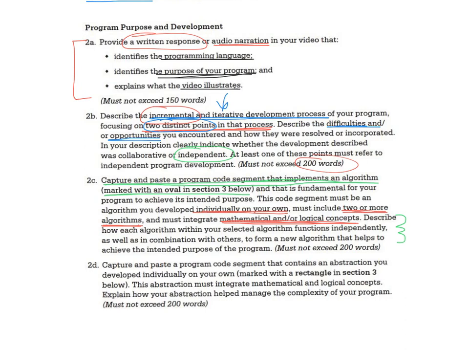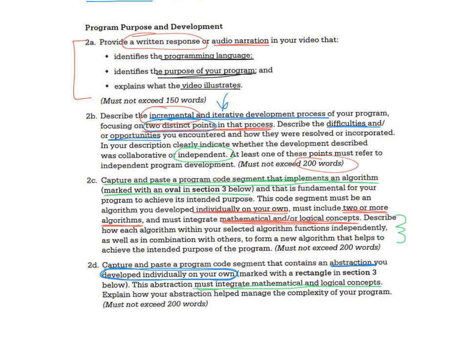On to 2D. It says capture and paste a program code segment that contains an abstraction you developed individually on your own. When you talk about the algorithm, it can actually be made up of different parts of the program that already exist, like maybe an event handler can be a piece of your algorithm. When you talk about your abstraction, it has to be a function you created, a list you created, a variable you created, something that you created as you're writing the code. What's a little different here is with this abstraction. Actually, this part's not different. You must integrate mathematical and logical concepts.